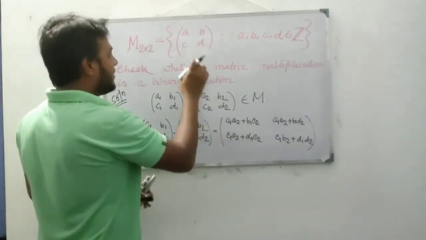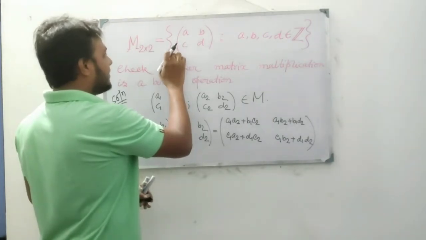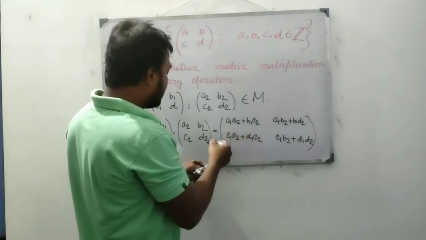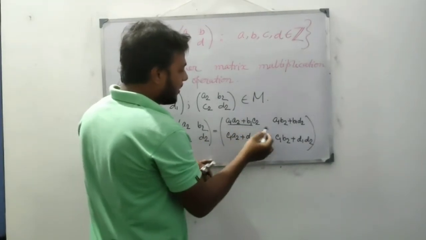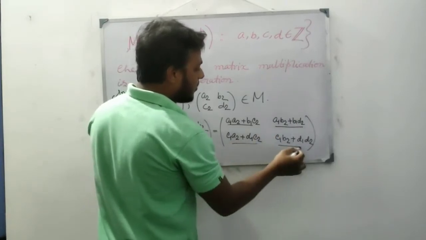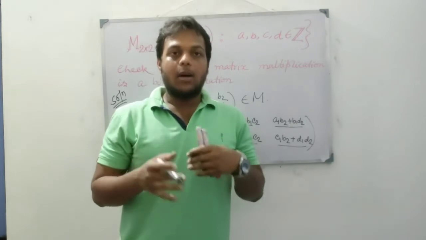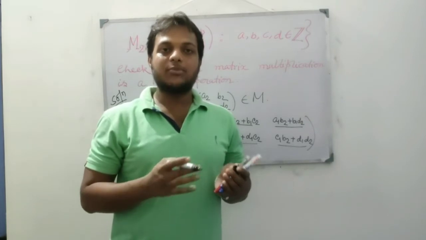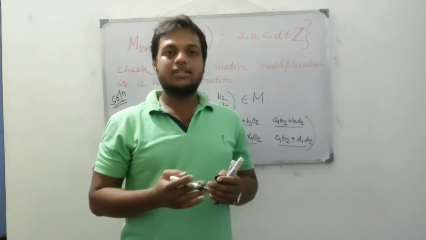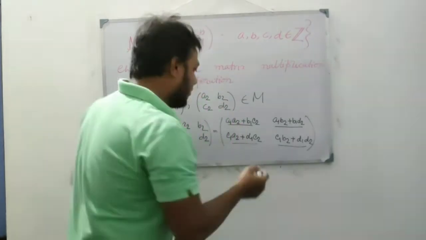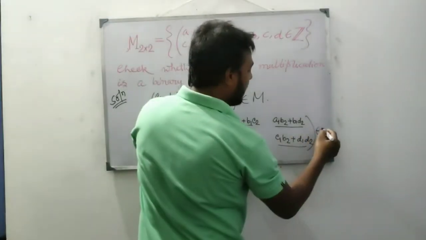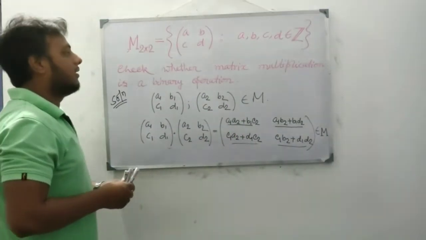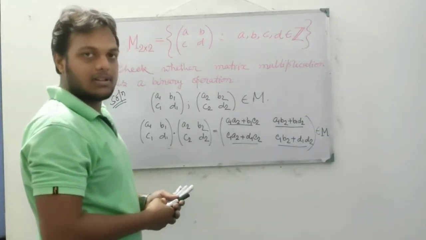When does a matrix exist in the set M? If all the entries are integers. See here, A1, B1, A2, B2, C2, all these things are integers. So this part is an integer, this is also an integer, this is also an integer. Why? Since we know that the sum, subtraction and product of two integers are always integers. So all the entries are integers, so we can say this belongs to M. So in general we can say that matrix multiplication is a binary operation. Understood?